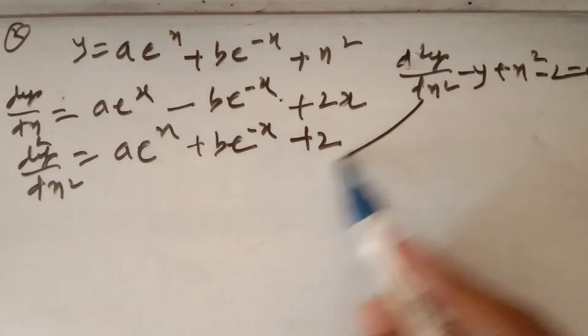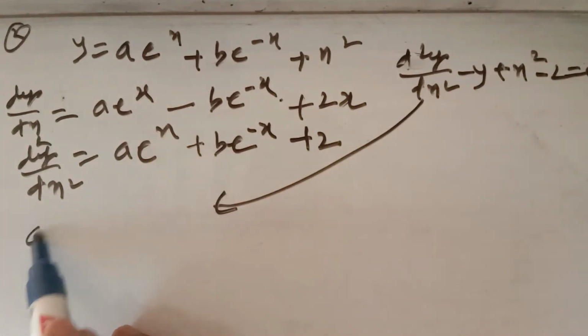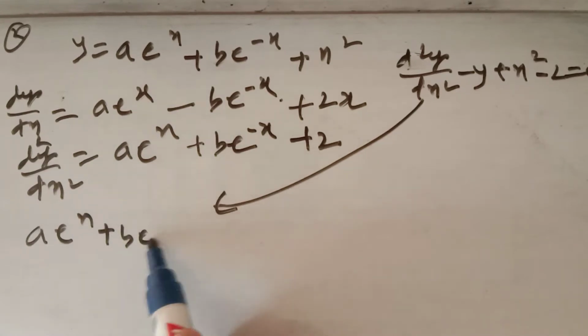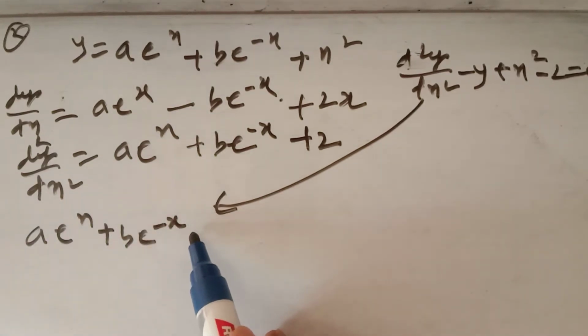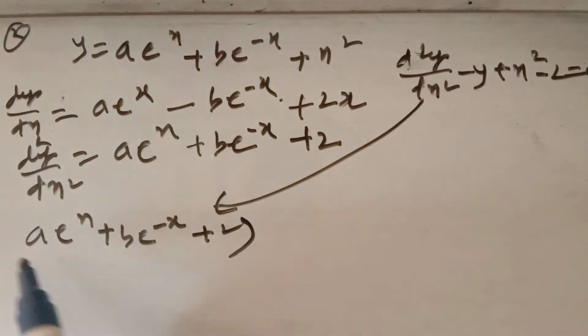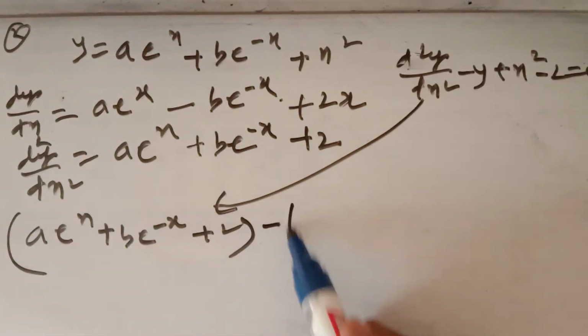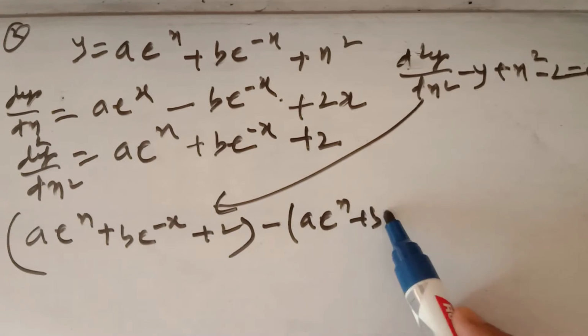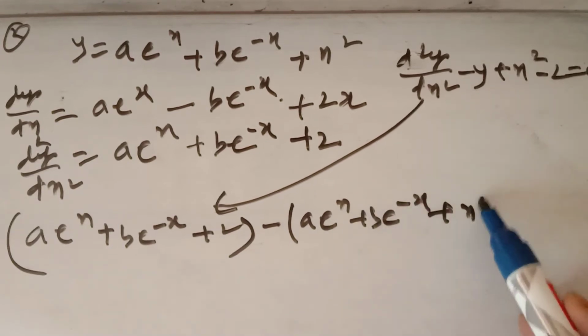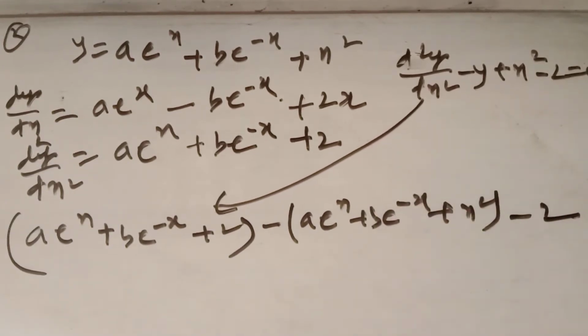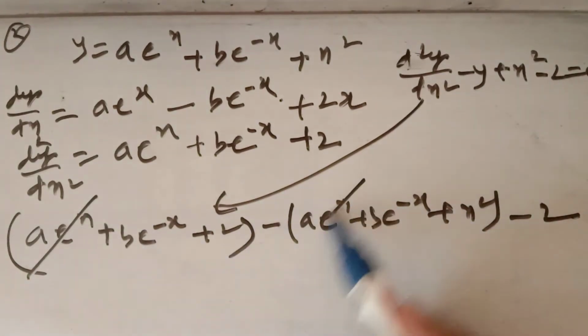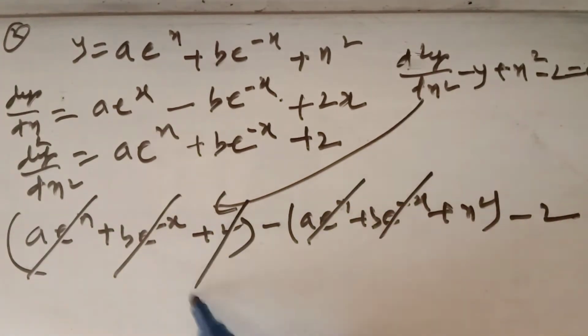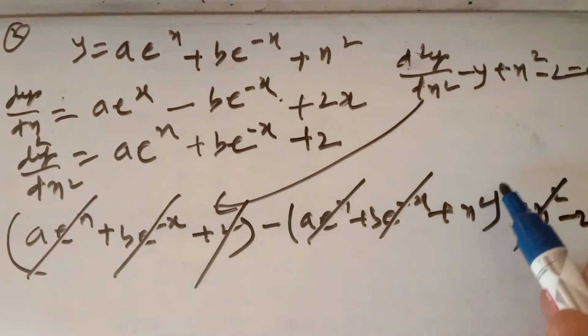Now when you put the value of the second derivative in the left hand side of the given equation, minus y, which is a e^x plus b e^(-x) plus x², and minus 2, you will get the value as 0. This will be cancelled out with this, and this will be cancelled out with this, and the x² here, and also we have the x² minus 2, and this will be cancelled out with this.